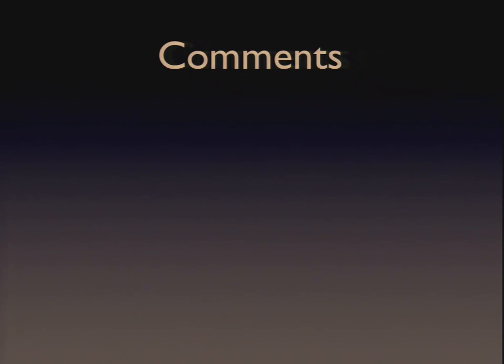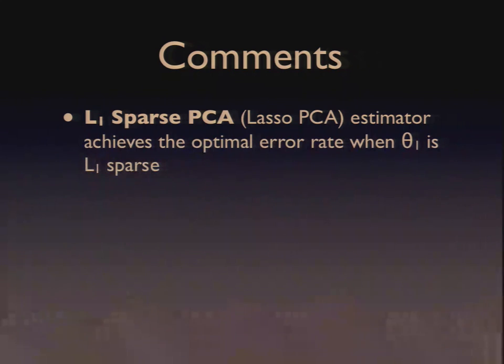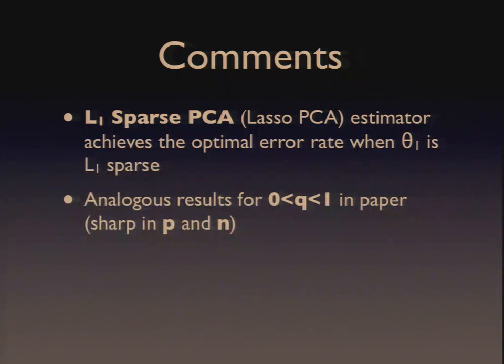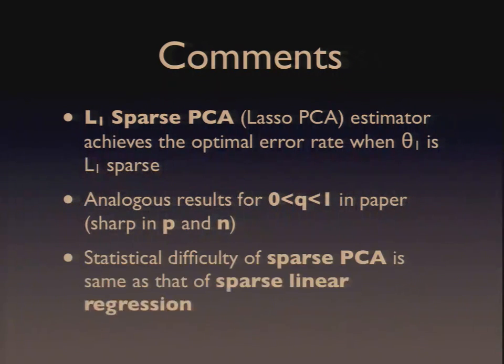Okay, so there are a couple of other consequences of this upper bound. The first consequence is that in the case Q equals 1, this shows that the L1 constrained sparse PCA is consistent. Okay? And in particular, it's optimal if your true eigenvector belongs to an L1 ball. We have analogous results for Q between 0 and 1, and those are in the paper. And finally, as I said before, the matching upper and lower bounds and the fact that it coincides with the rates for sparse regression say that statistically, the difficulty of sparse PCA is the same as the difficulty of sparse regression.